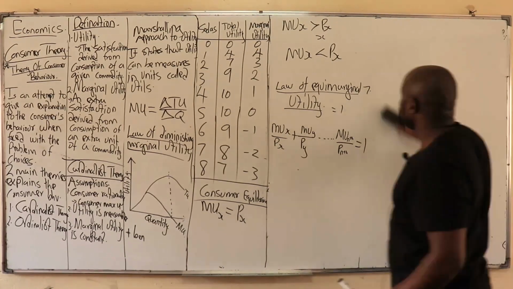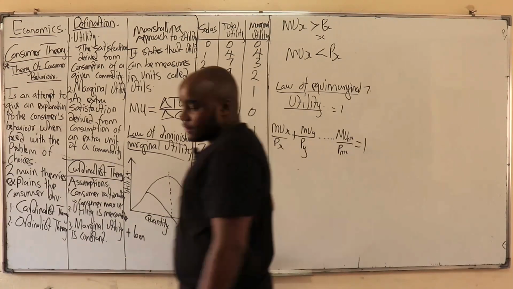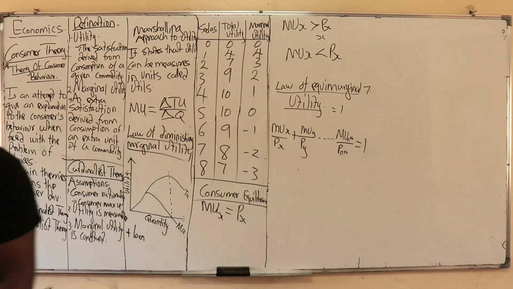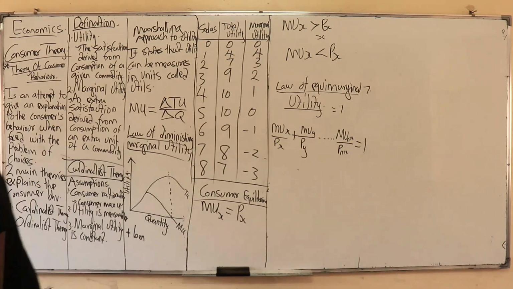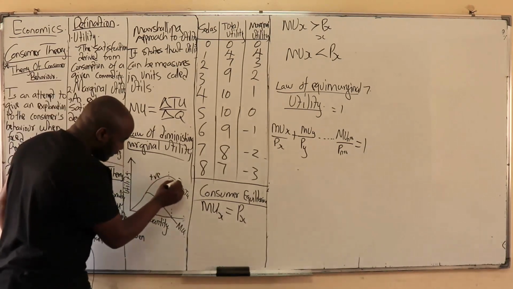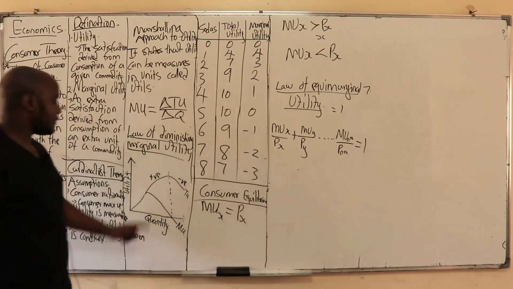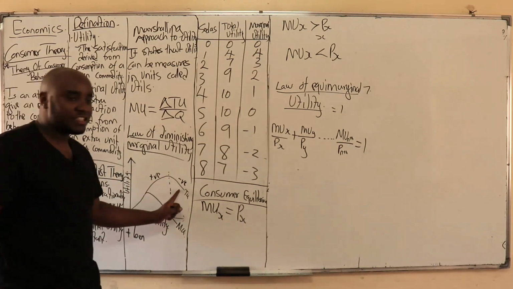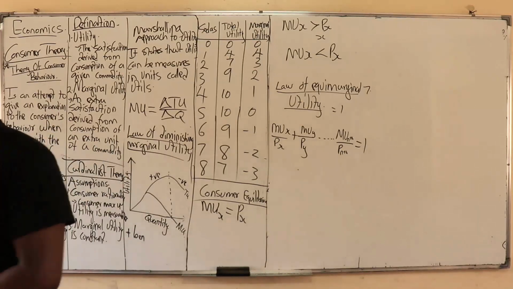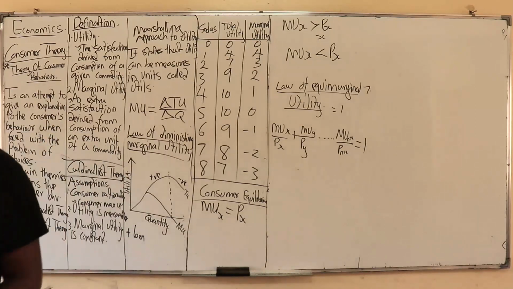Marginal utility. Then add it here, this is positive, this is negative. This is positive, that is increase of utility. This is the reduction of the utility. That is the derivation of the demand curve for the consumer.